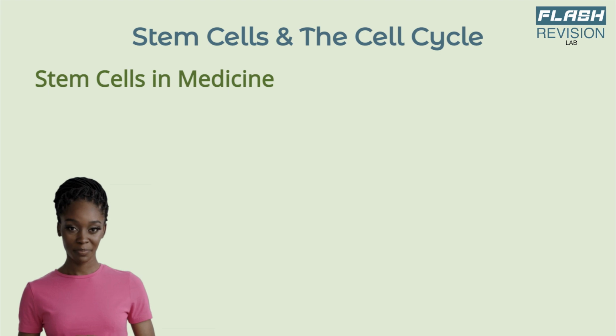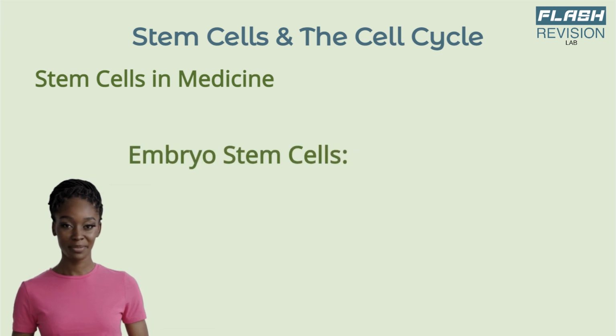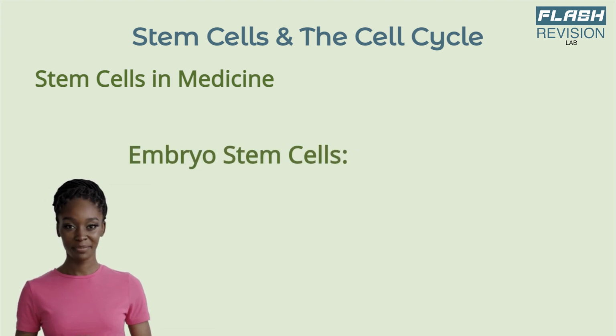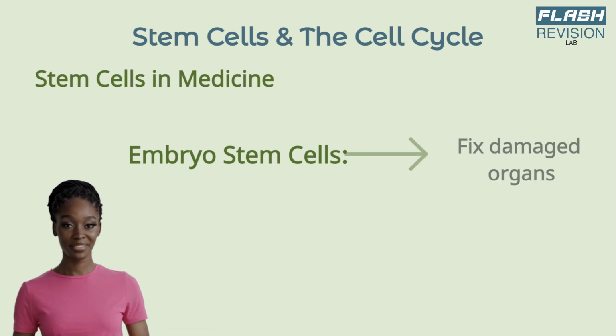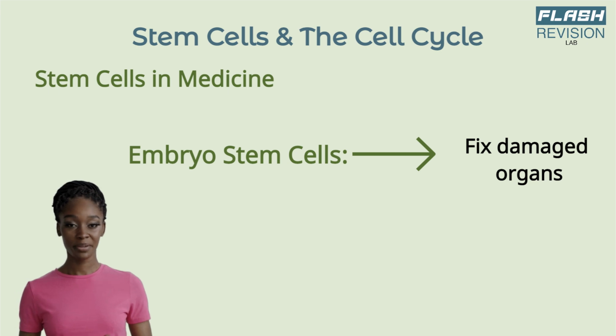Scientists can grow human embryos in a lab and extract stem cells from them. These stem cells can turn into many different cell types, and doctors could use these stem cells to fix damaged organs by growing new tissue from a patient's own genetic information.